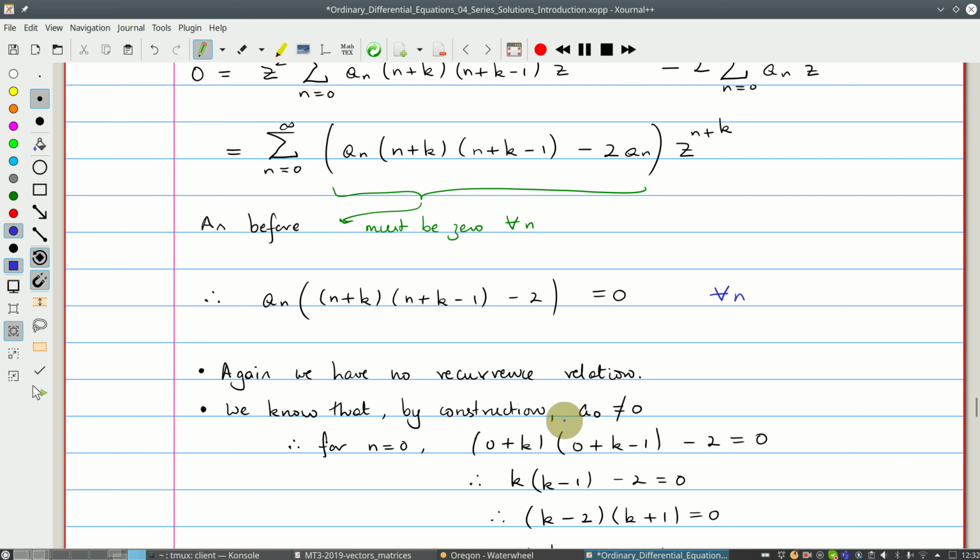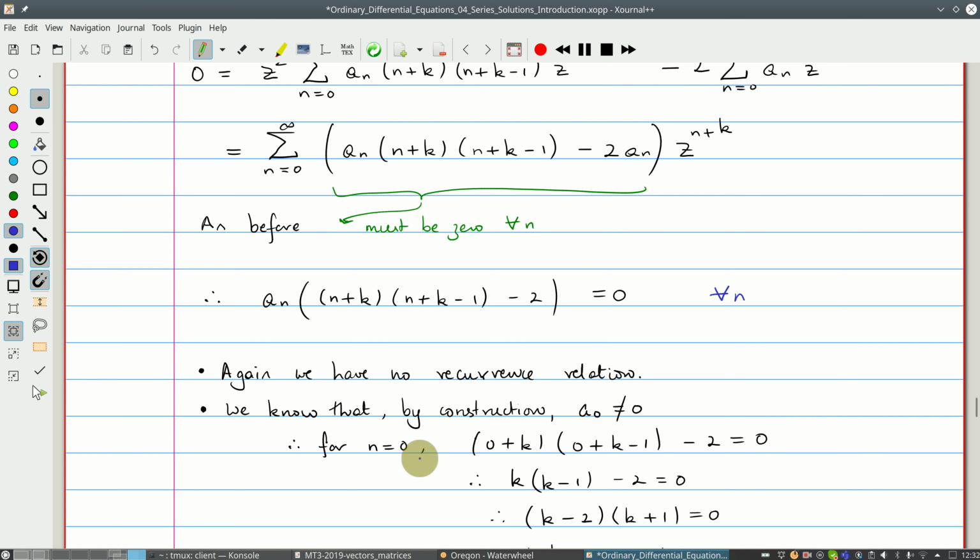Now we know from construction that a naught is not 0. So when we have n equal to 0, we'll have an a naught here, then a 0 here and a 0 here. That a naught is not 0. So the only way for a naught times the remaining terms to be 0 would be if the terms in the brackets are themselves 0.